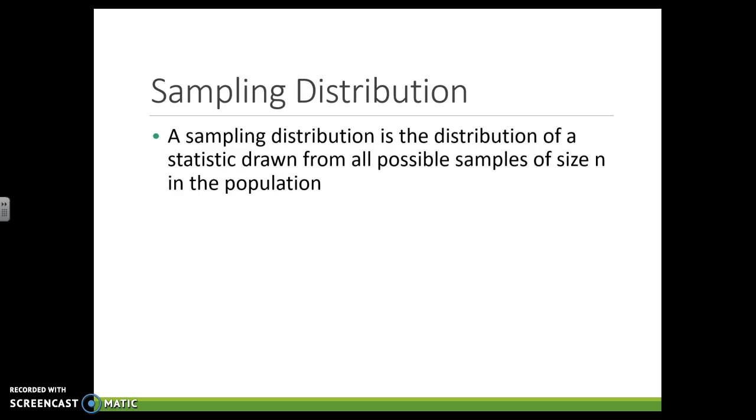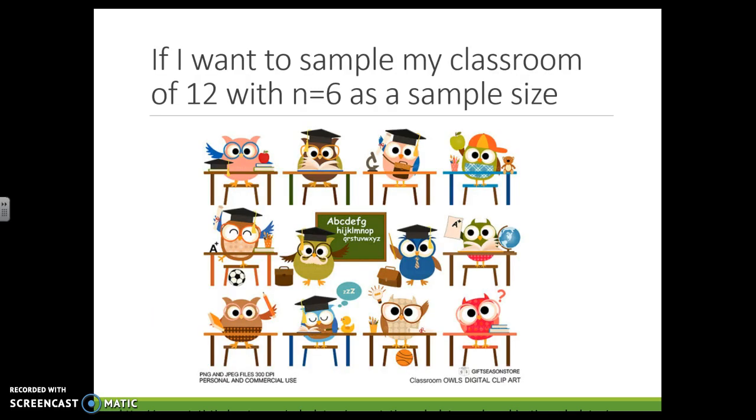So a sampling distribution is the distribution of a statistic drawn from all possible samples of size n in the population. What? Read that again. A sampling distribution is the distribution of a statistic drawn from all possible samples of size n in the population. Got it? No, of course not.